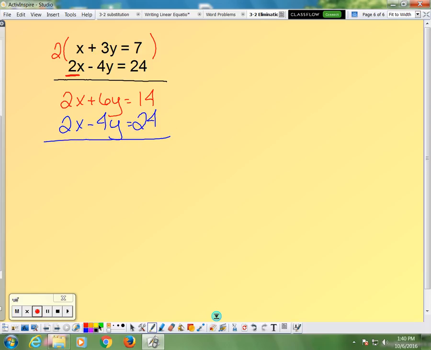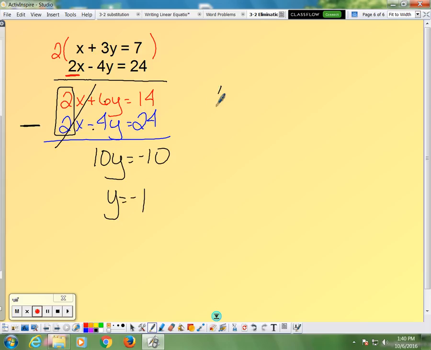Now, my x's have the same number in front of them, but they have the same sign. And since they have the same sign, we are going to subtract. So 2 minus 2 makes those cancel. 6 minus a negative 4 is really a plus 4. So 6 plus 4 is 10y. 14 minus 24 is going to give me a negative 10, divided by 10, y equals negative 1.